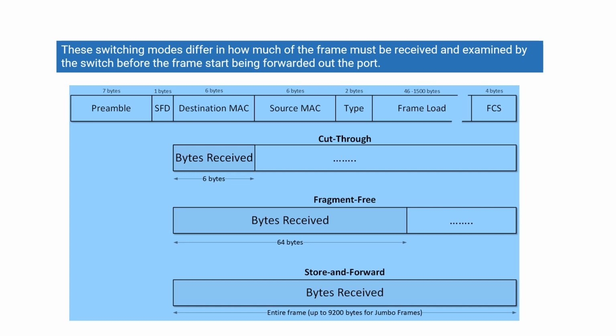And in the store-and-forward mode, the entire frame, that is the full bytes of the frame, must be received, and then the forwarding is started out from the port. So these are the differences based on the number of bytes that have to be received before the forwarding takes place in the three modes of switching.